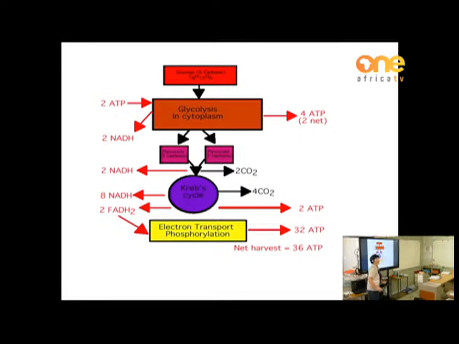And then the other pyruvate needs to go through a few reactions during the Krebs cycle. We move to the last part, electron transport phosphorylation, and eventually we have how many ATPs?